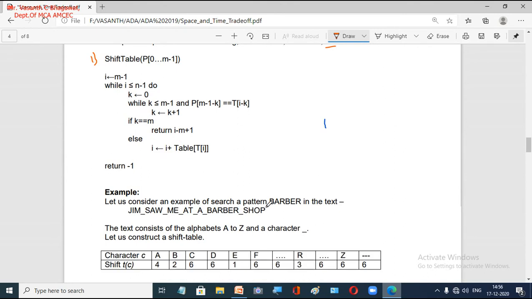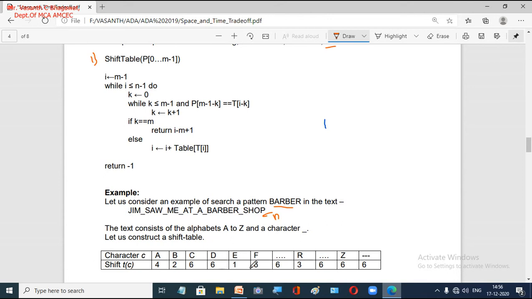Now we'll see an example. This is our given text. What does the text say? Jim saw me at a barber shop. This is our text whose size is n characters, and what is the pattern? The pattern is barber. Now the first step is to create this shift table.